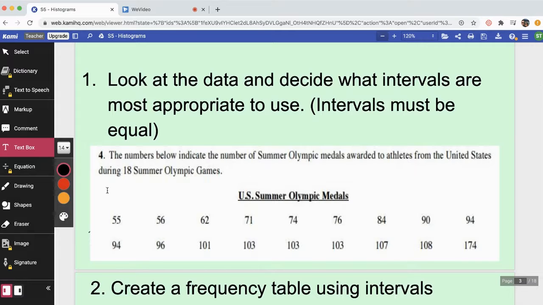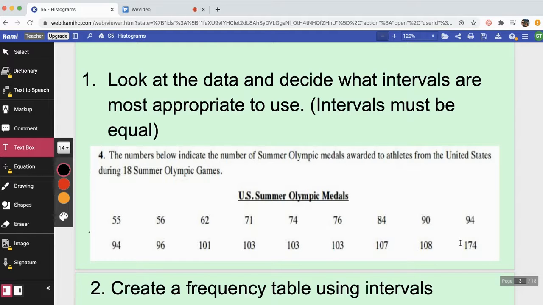If this is our data right here, where we have the number of Olympic medals that the US won in the Summer Olympics, we're going to look at the range, first of all. It looks like we go from about 55 medals all the way up to 174 medals. So that has a pretty big range of almost 125. And so we don't want to draw a number line that has 125 different things. So what we're going to do is group this data together.